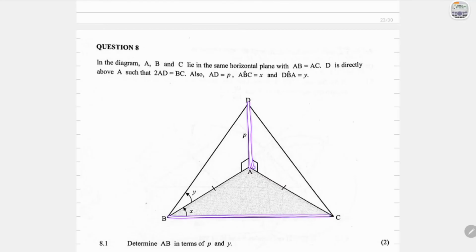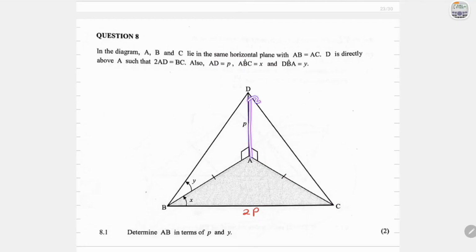So that's an interesting point because 2AD, since AD is already P, then 2AD will be 2P, and that would be the length of BC. We should probably put that down. And then, of course, they tell us that AD is P, like we can see there already, and angle ABC is X. And lastly, DBA is Y.